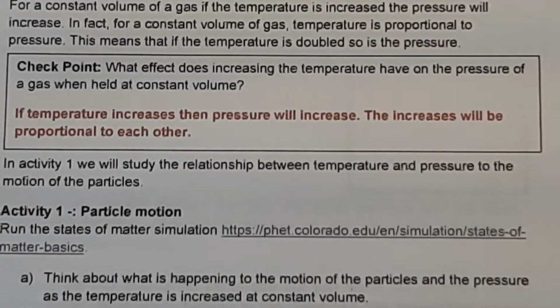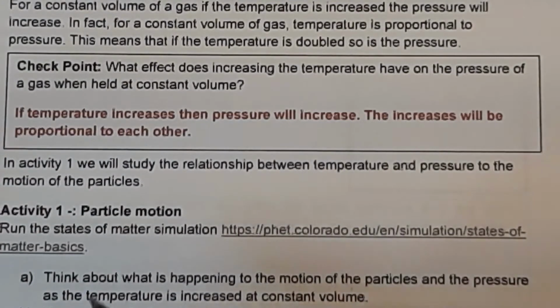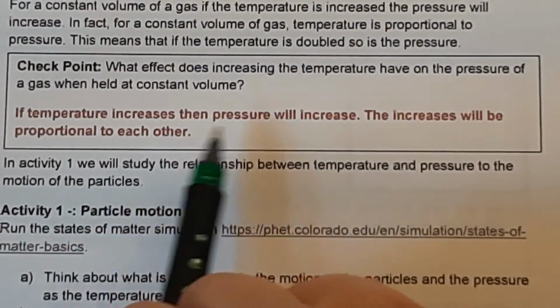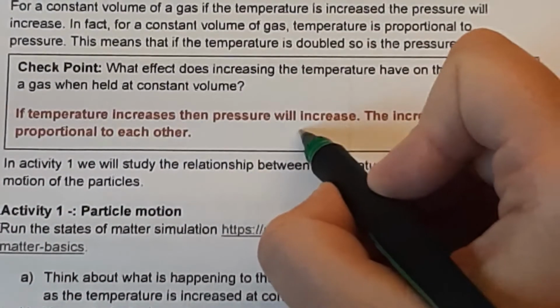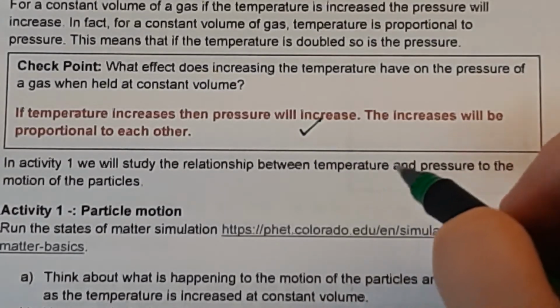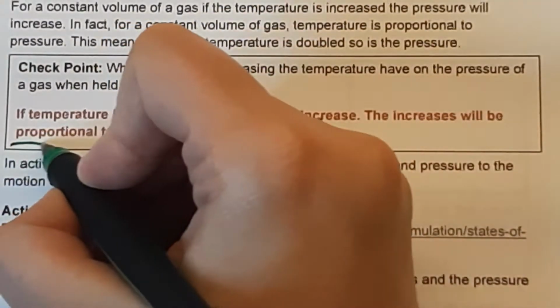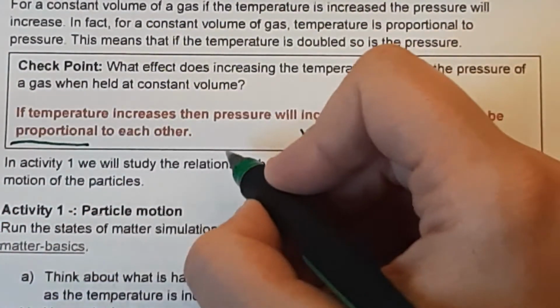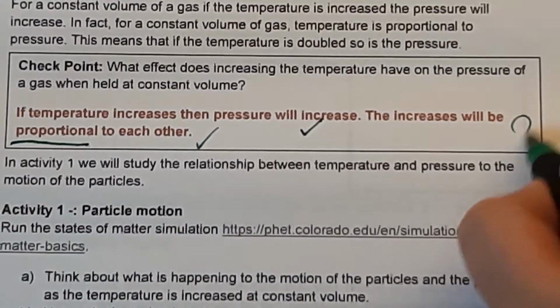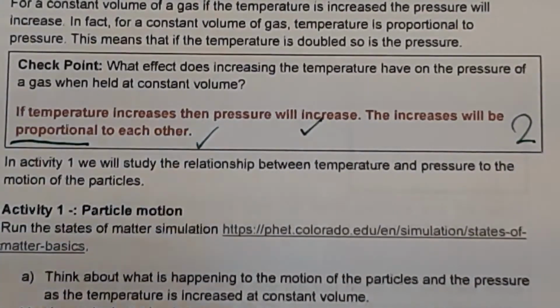So let's review the checkpoint question. What effect does increasing the temperature have on the pressure of a gas when held at constant volume? Well, if temperature increases, then pressure will increase. That's the first mark. The second mark was for saying that they are proportional to each other, or for using the phrase proportional in the description. So there are 2 marks here. Okay, so we're going to move on.